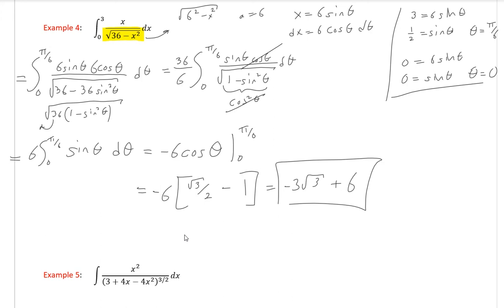Nice and simple. That's how a lot of these will go. Initially, we could not really have done that too nicely. We could have done a u-du situation, just doing u of 36 minus x squared, but this also works very, very nicely.